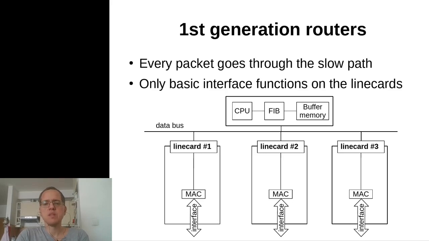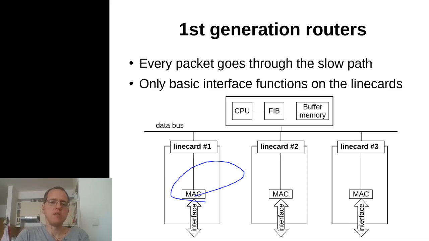Let's look a little bit into the high-level view of how IP router architectures evolved during the last 40 years. In the first generation, routers had only very simple functionality implemented in the line cards. It's basically just a MAC layer. Recall that the MAC layer, the media access control layer, is basically the Ethernet stack.